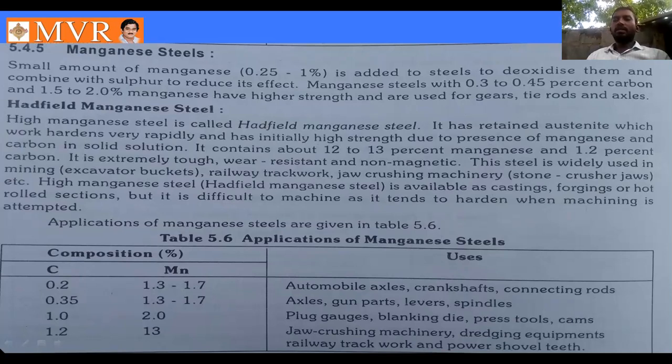It has retained austenite, which work hardens very rapidly, and it has inherently high strength due to the presence of manganese and carbon in solid solution. It contains about 12 to 13 percent manganese and 1.2 percent carbon. In the previous steel we used only 1.5 to 2.0 percent manganese and 0.45 percent carbon. With Hadfield manganese steel, we use 12 to 13 percent manganese and 1.2 percent carbon. As a result it is extremely tough, wear resistant and non-magnetic.